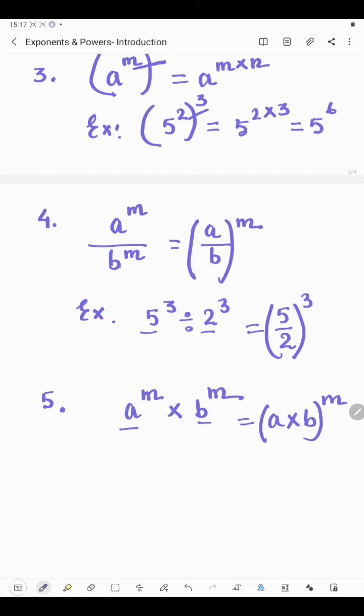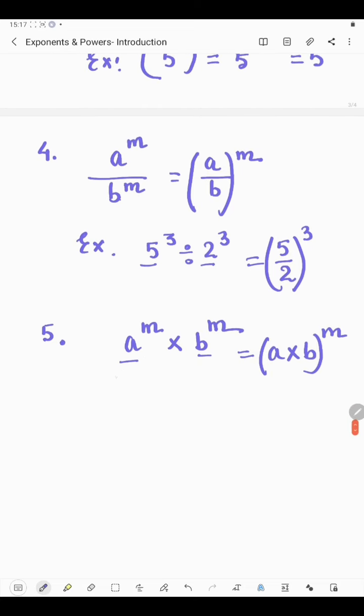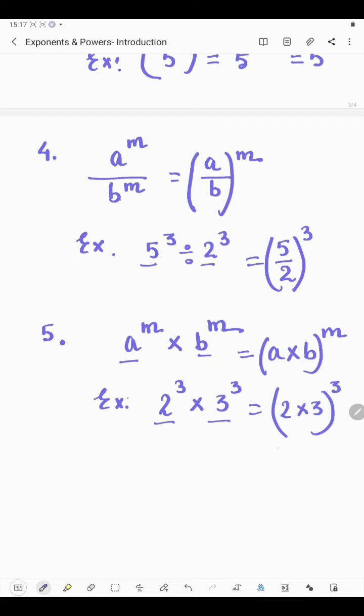Okay, so when we have two different bases, let's take an example. Say we have 2 cube and 3 to the power 3. So what we have seen here is two different bases. So the two different bases are to be multiplied first, and since the power is the same, we'll write the power 3 on both. So here 2 into 3 is 6, 6 to the power 3.